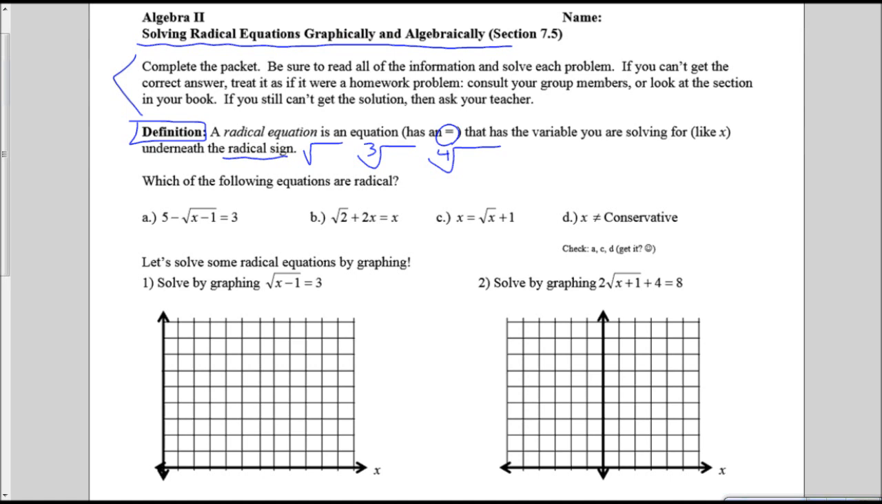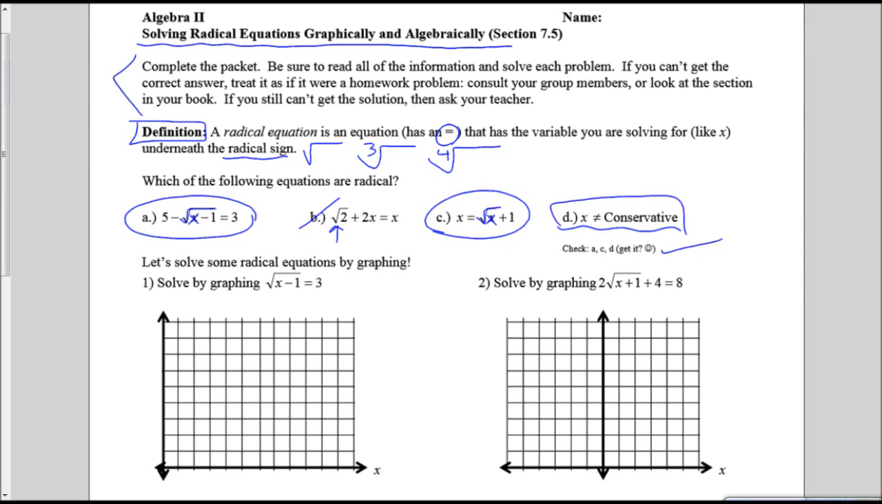So which of the following equations are radical? A is a radical because it has an x underneath the radical sign. B is not radical, although it has a square root symbol in it, there's no letter underneath. C is a radical equation because it has an x underneath a square root sign. Then this is supposed to be clever. x is not equal to conservative, which means it's radical, so that would be an answer as well, and that's where the check comes from. So let's solve some radical equations by graphing.